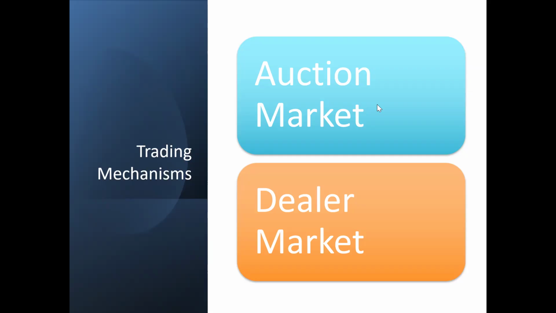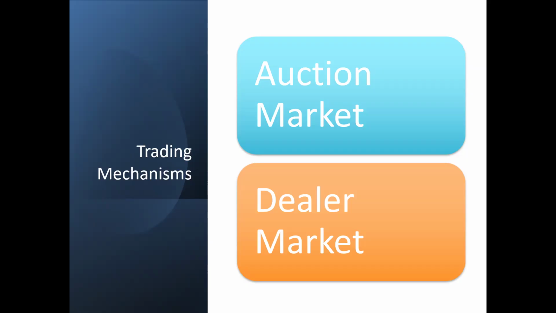Now we have two main types: the auction market and the dealer market. When we come to the auction market, this one is normally done at the organized stock exchange, like the Ghana Stock Exchange. This is where people bid, right? Investors bid the price at which they want to acquire the shares and securities, and the price at which they are willing to sell the security. So there's a bid and ask price here.